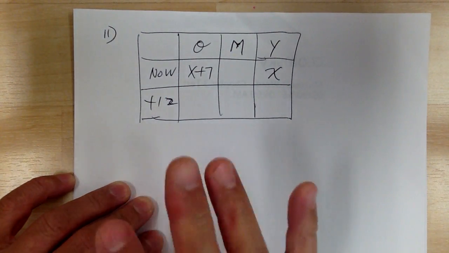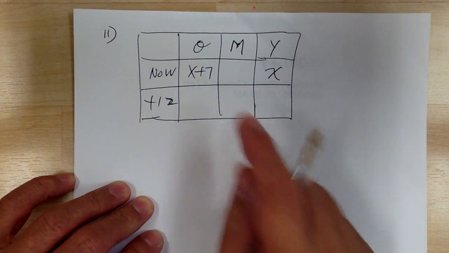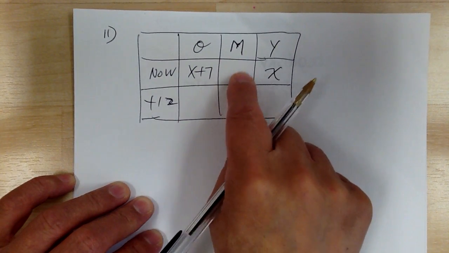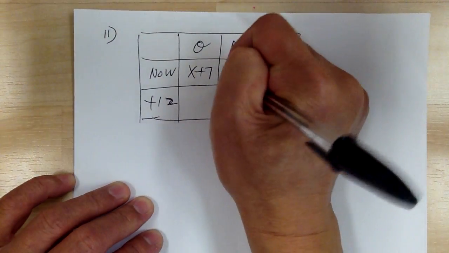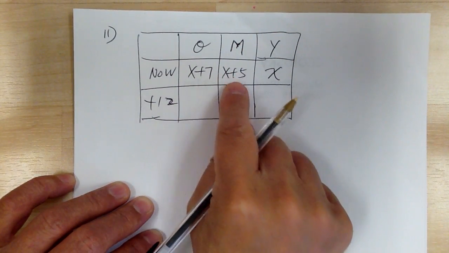Okay, so the next part says the oldest is 2 years older than the middle child. So that means the middle child is younger than the oldest by 2. So that means the middle child would be x plus 5, right? Again, this is different by 2. So you have to do a little bit of thinking.